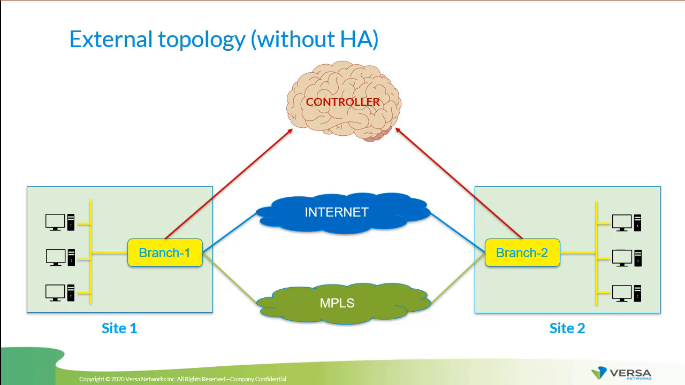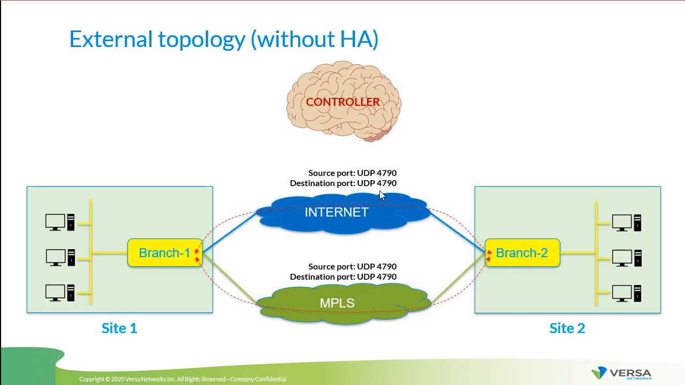So, based on the information received from the controller, branch 1 and branch 2 will try to establish two tunnels between each other. First, unencrypted, and second, encrypted IPsec tunnel. And both of those tunnels will be able to communicate between branch 1 and branch 2 through Internet and MPLS. So they will have two data paths to reach from one to another. Data paths, in this case, will have both source and destination ports as 4790. This will always be the case if the communication is happening one-to-one over the Internet or MPLS.